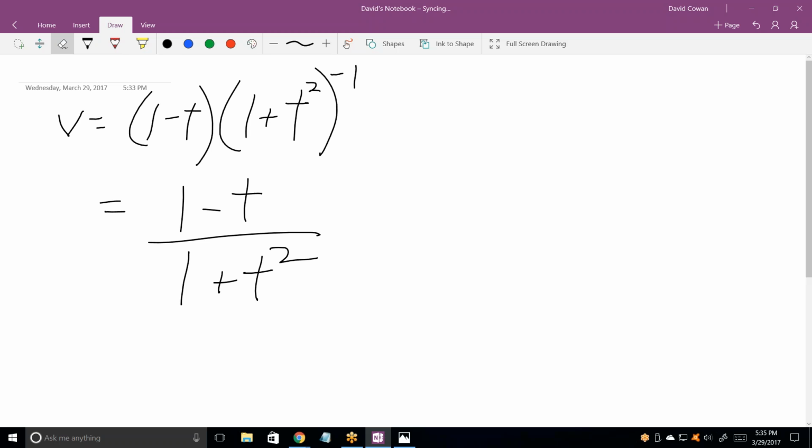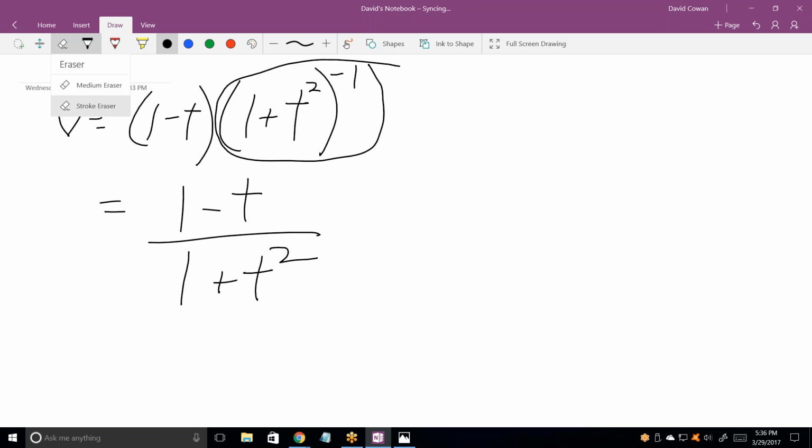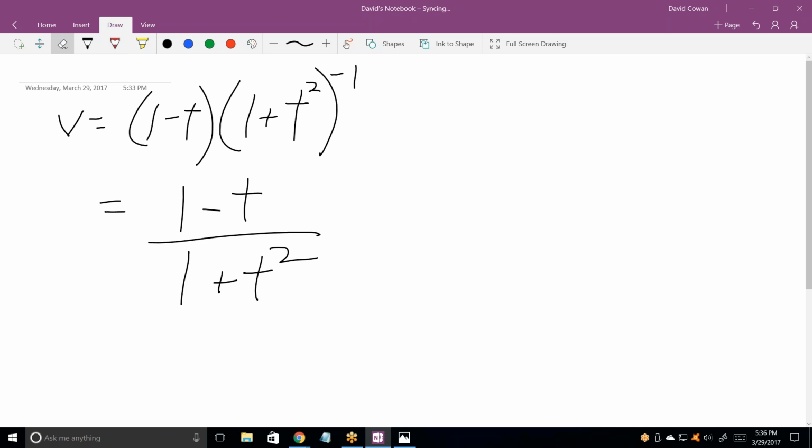In order to take the derivative of that, I need the chain rule. I don't need the chain rule to take the derivative of the inside, so I'm not going to. Apply the quotient rule. What do we get? That's V. So what does V prime equal?